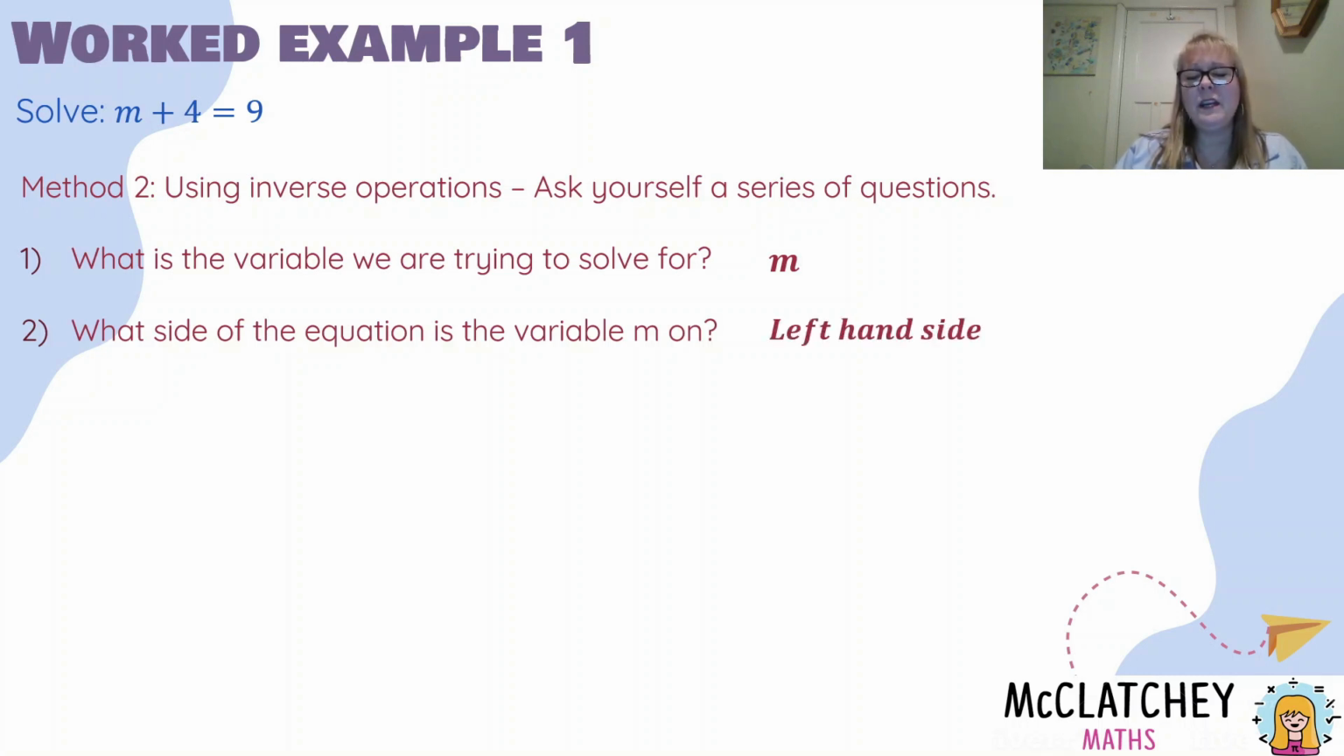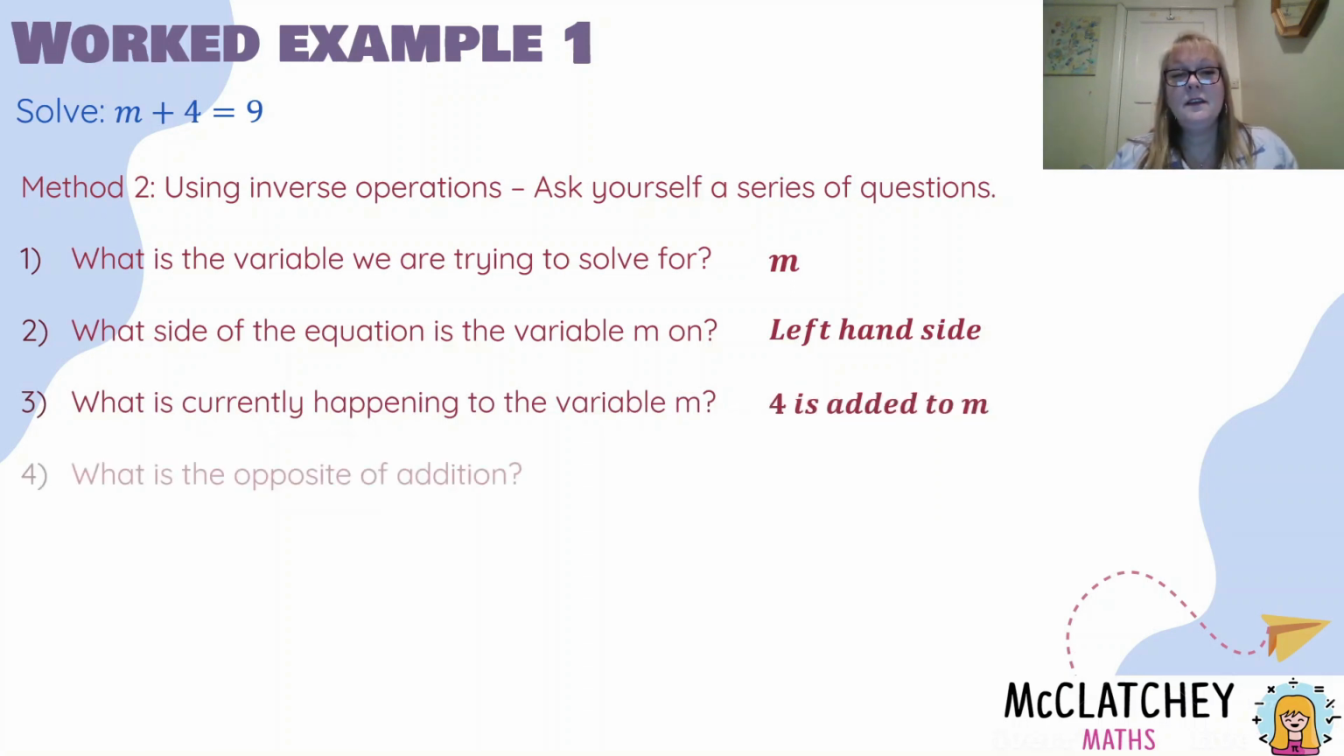Now you might think, why do I need to ask that question? Later on, you're going to find equations with it on both sides or on the right-hand side. It's good to work out which side it's on so you know where you're trying to head. Question 3, what is happening at the moment to the variable M? Well, 4 is being added to it. So what is the opposite of adding? Subtraction, or take away, or minus.